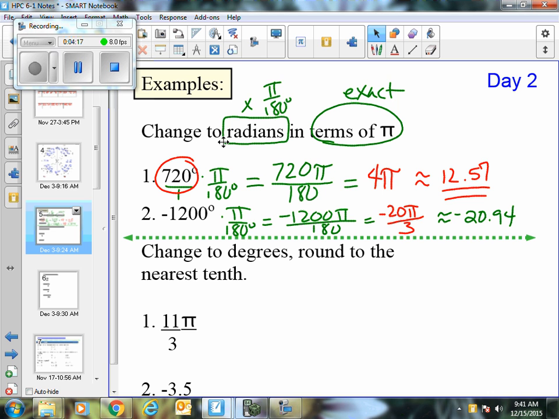So negative 1200, gosh, how many times around the circle would negative 1200 be? So 360 would be 1, 720 would be 2, 1080 would be 3 times around the circle plus a little bit more. So negative 1200 is like 3 full times around the circle and then even a little bit more. So let's see if that makes sense for this number then, for the negative 20.9.